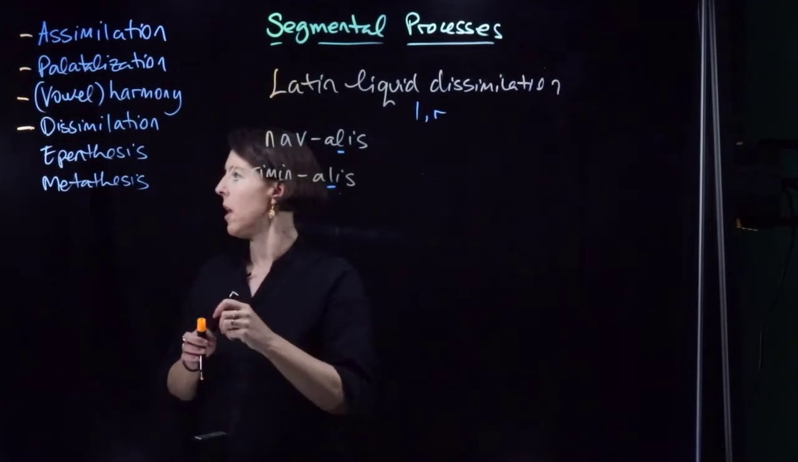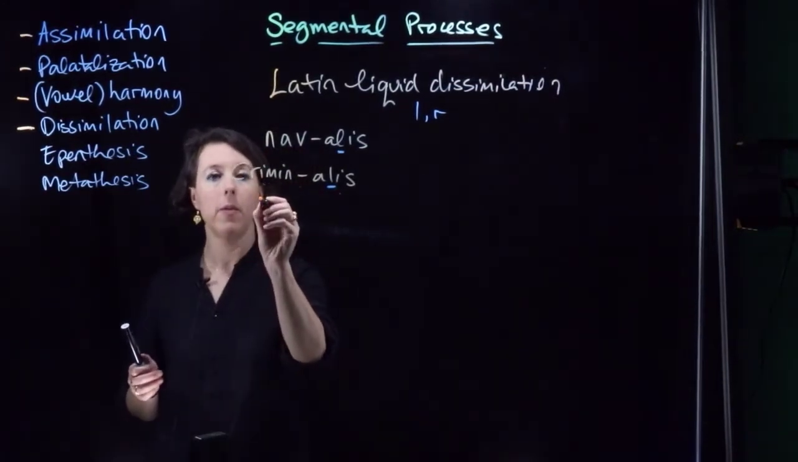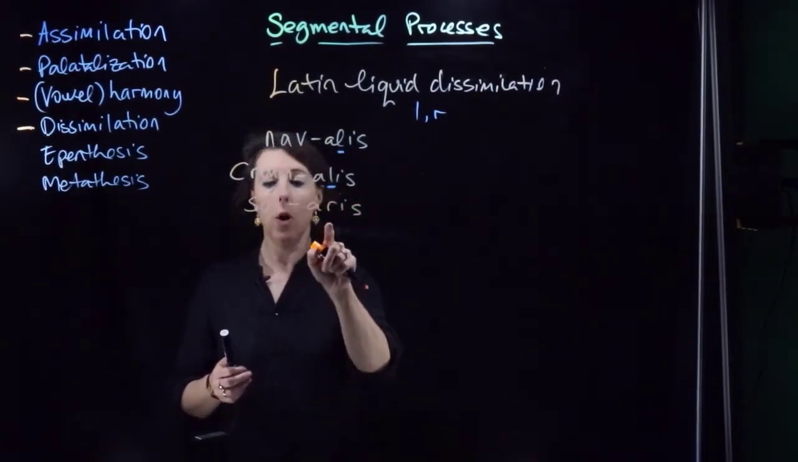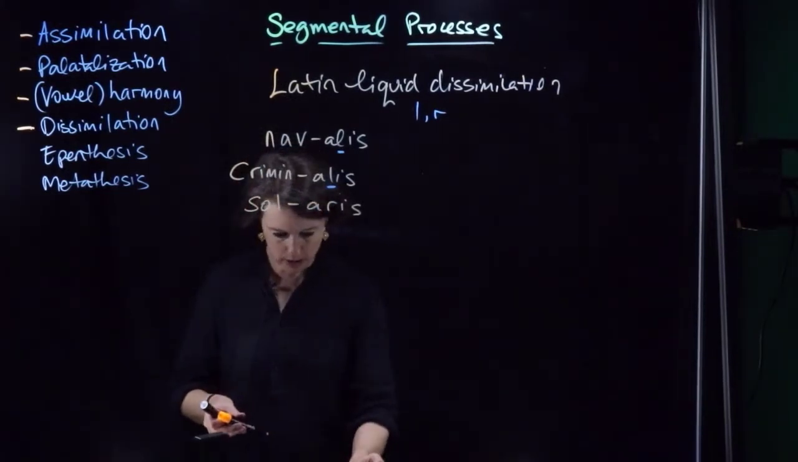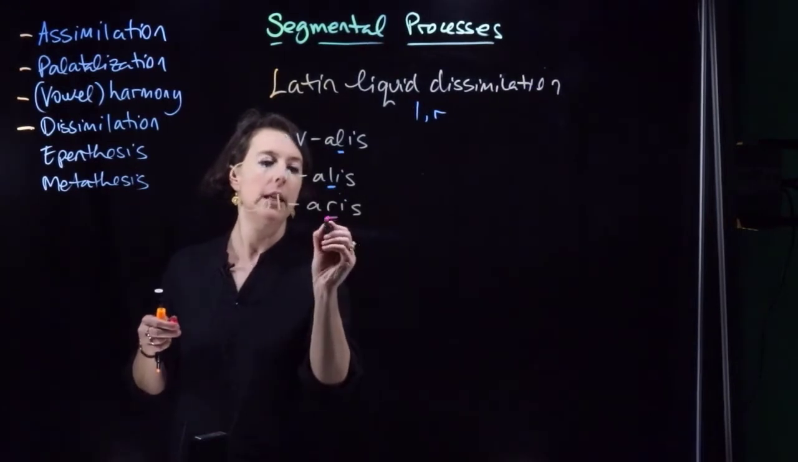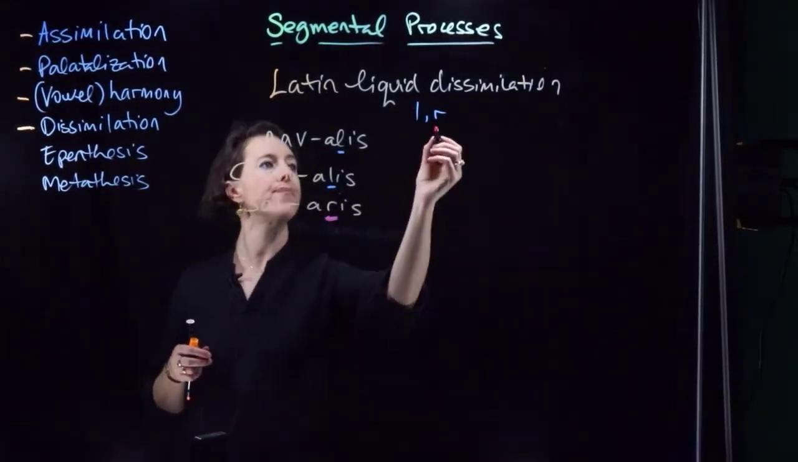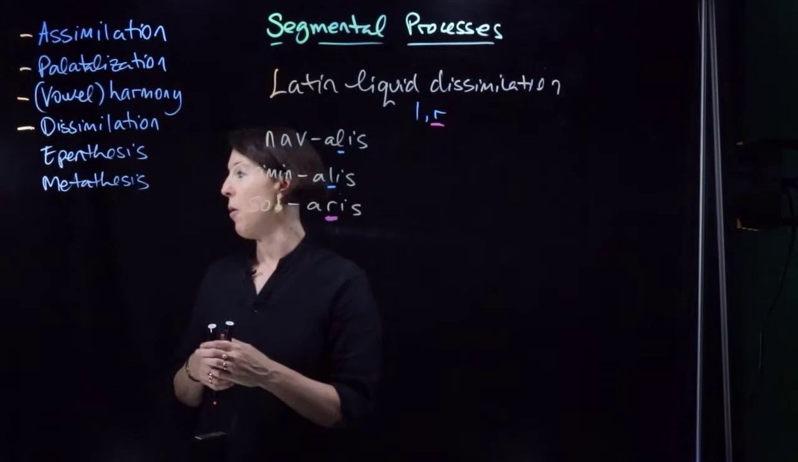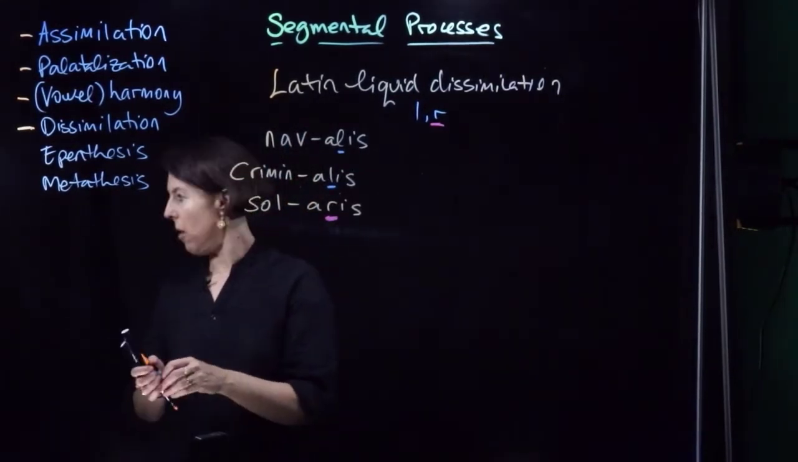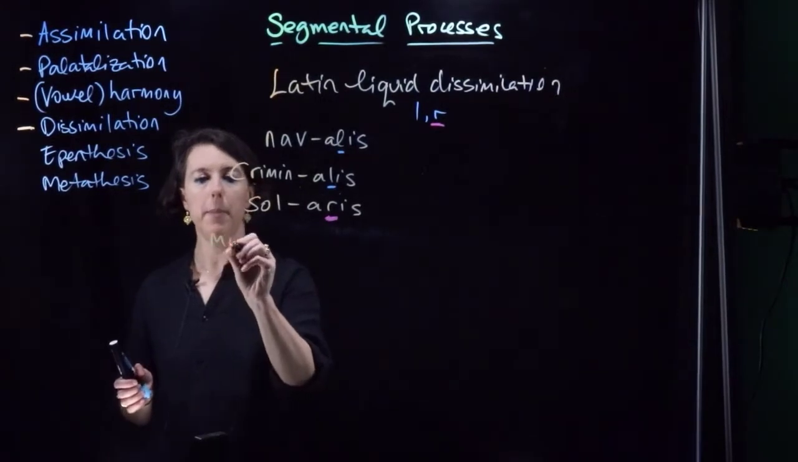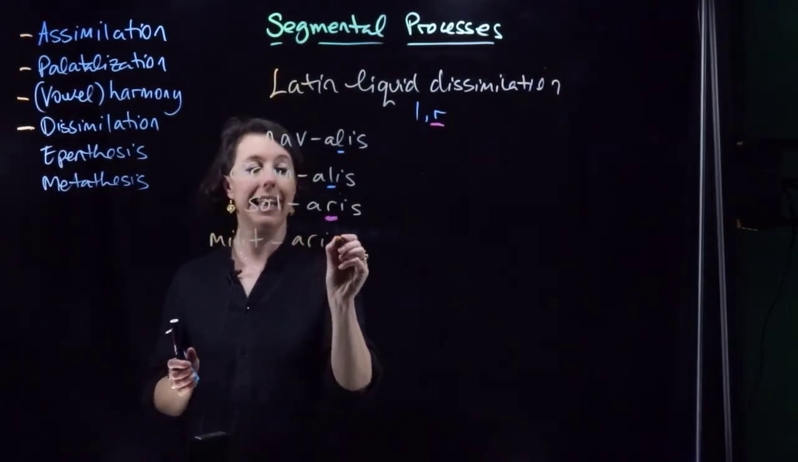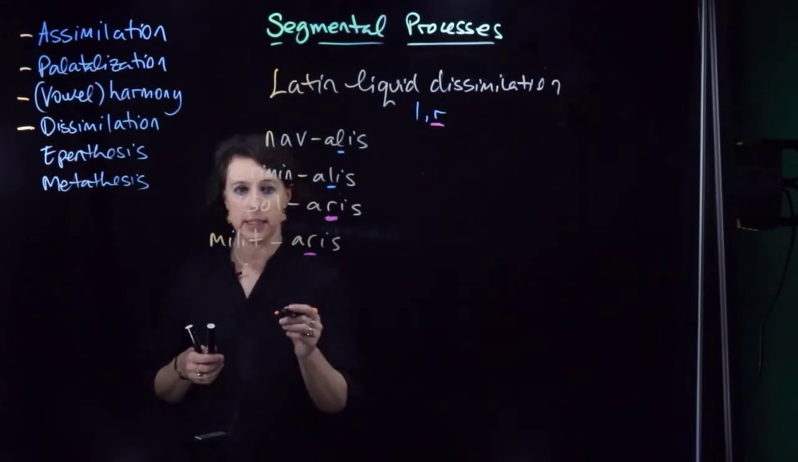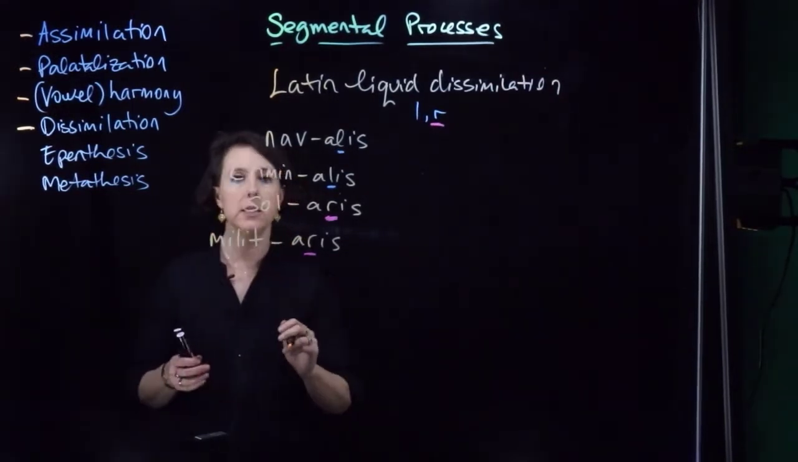All right, let's pay attention. What's another example? Aha. Solaris. Now it's changed. All of a sudden we've got an R. I'll underline it in pink. It's changed to an R. Let's keep going and see if we can figure out why. Maybe you can tell from the title, dissimilation. Then we have militaris. Again an R. Underline that in pink. And then we've got floralis. Okay, I'll leave floralis till last.